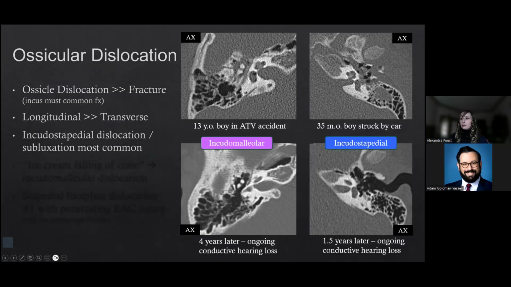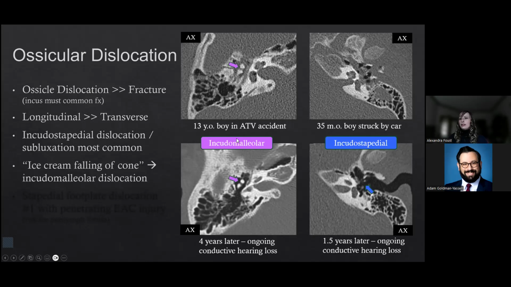So this patient actually comes back a year and a half later, still having conductive hearing loss. And now we can see with all the hemotympanum resolved that here we have the stapes capitellum, here we have the articulation, the incus, and you can see a clear gap between the two.